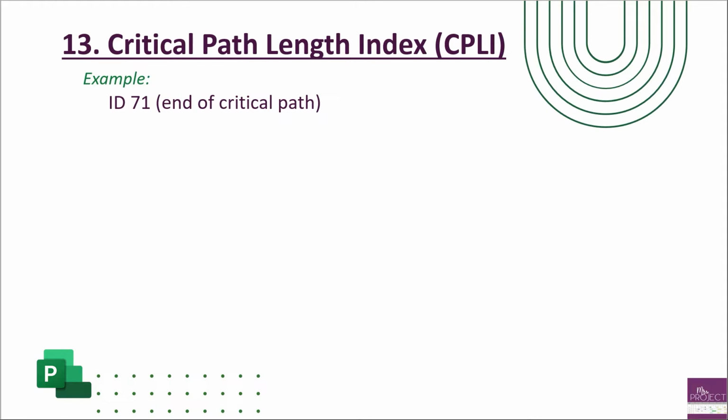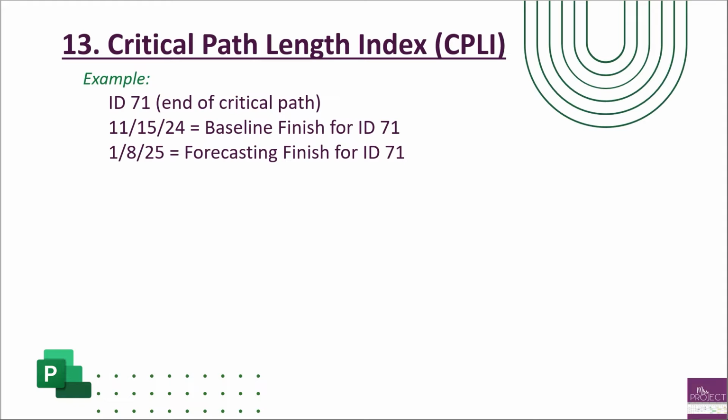So we've picked it. Then we're going to look at what the baseline finish is of that task. So for ID 71, it is November 15th of 24. Then we're going to look at our finish date, which is the forecasting or promised finish date for that same task. And we're saying right now we're projected at January 8th of 25. So that finished variance is already calculated and it's 38 days. Because again, you're using baseline 0, not baseline 1, 2, 3, or 4, because the finished variance is calculated off of that.